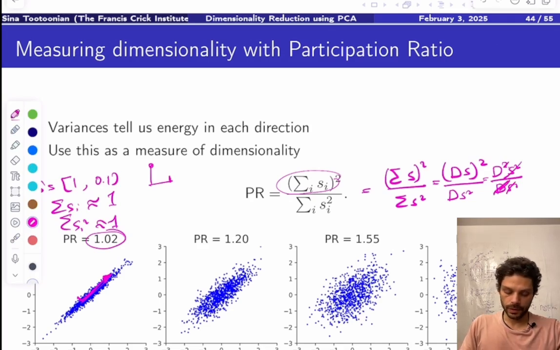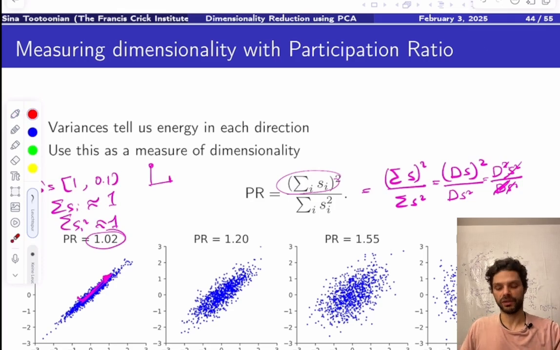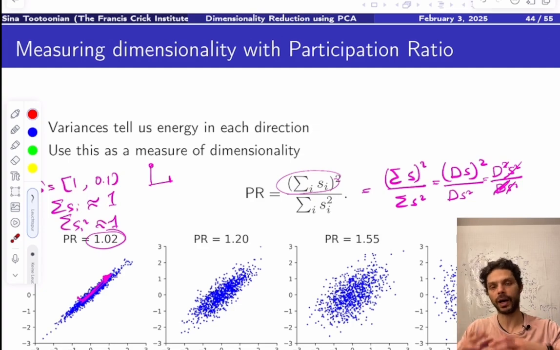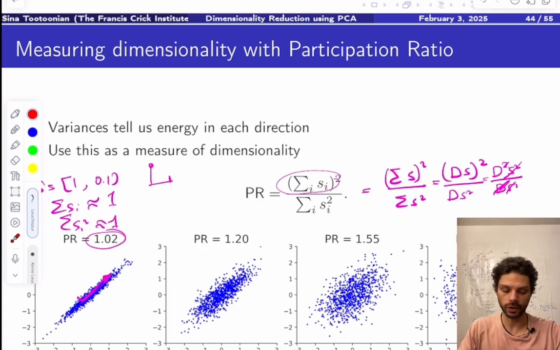So we have these two extremes. When the data is very much along one dimension, you get 1. When it's evenly spread out, you get whatever the dimensionality of your space is. So it's a very useful way of estimating dimensionality. One definition of it just measures how concentrated the energy in your data is.